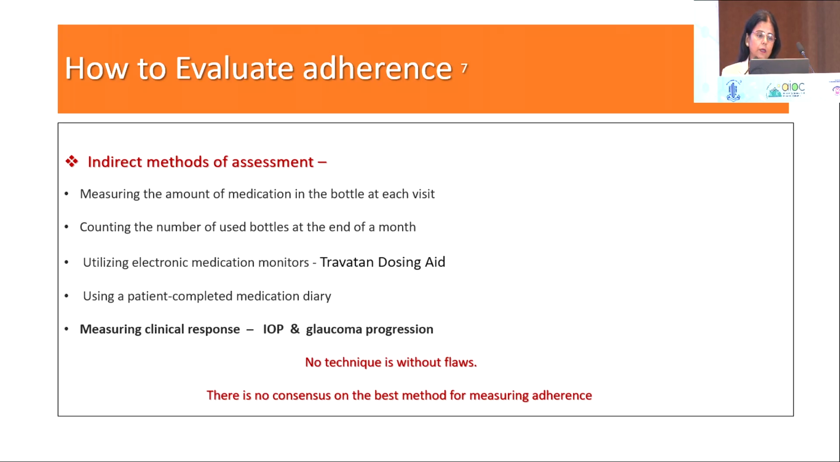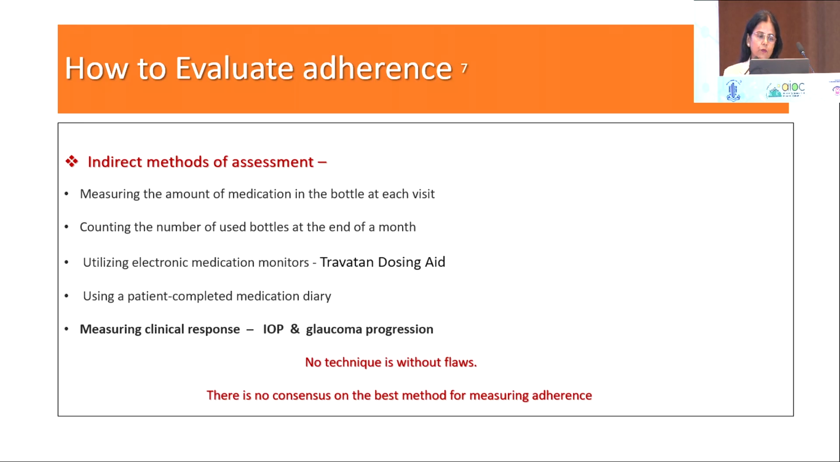There are studies on utilizing electronic medication monitors also, like the Travatan Dosing Aid, in which a device is attached to the bottle. Every time the patient presses and puts the drop, the device will record the time as well as the number of drops. Or the patient can be asked to maintain a medication diary of when the bottle was purchased, how many bottles have been purchased, and when the patient was putting the drops. These are indirect methods, but they are not very accurate, and no technique is without flaws.